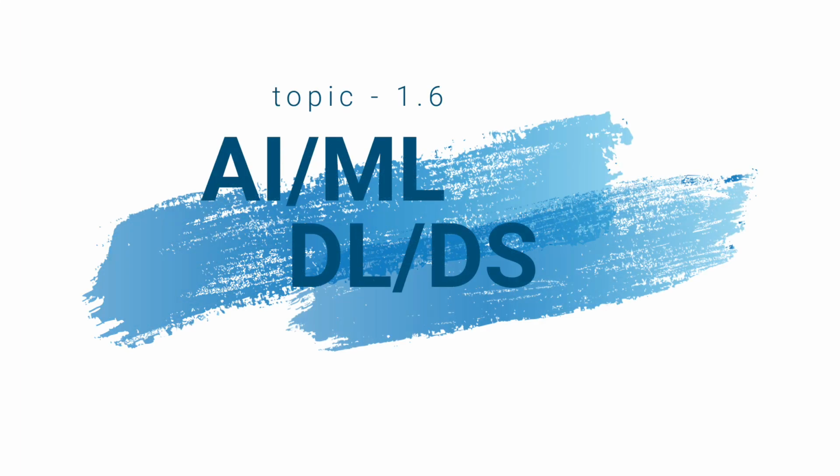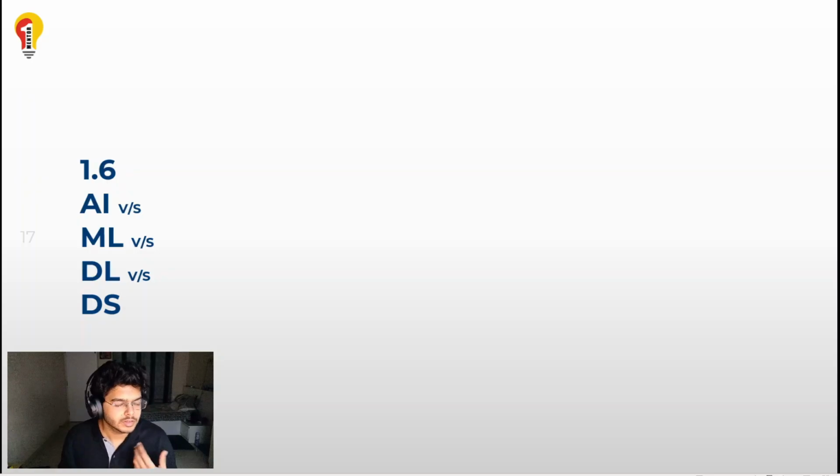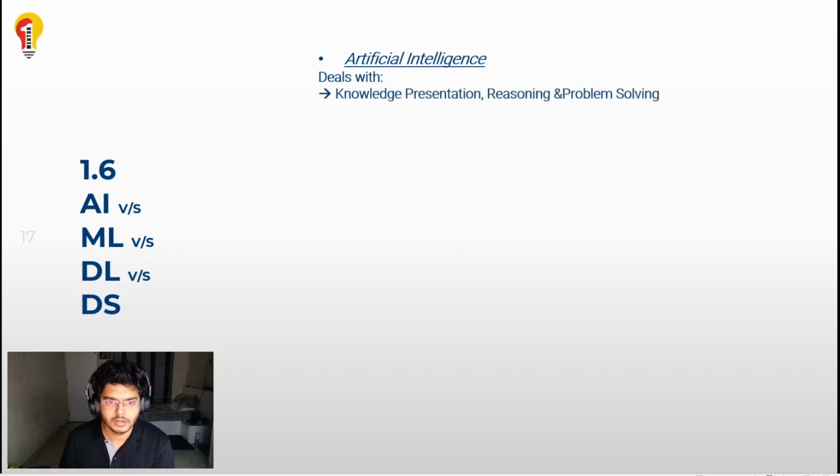In this next lesson, we are going to learn the differences between artificial intelligence, machine learning, deep learning, and data science. So let's take a look at those. First we have artificial intelligence. We have established a lot of information about AI, but let's summarize it more. AI deals with knowledge representation, reasoning, and problem solving. I hope you get this definition.